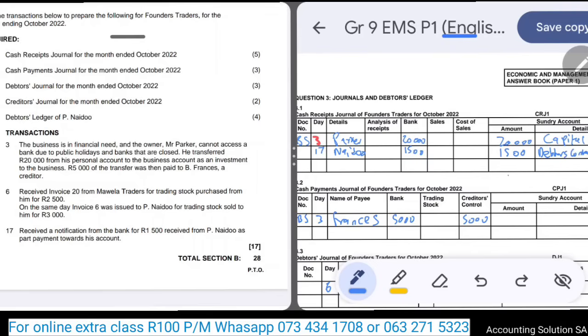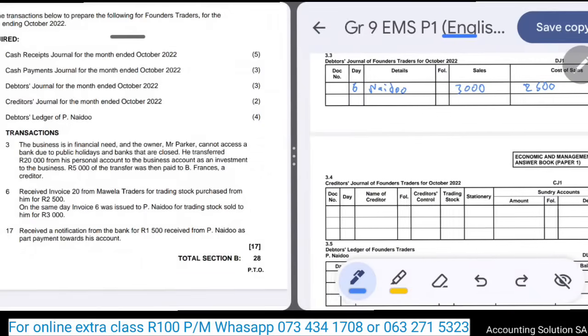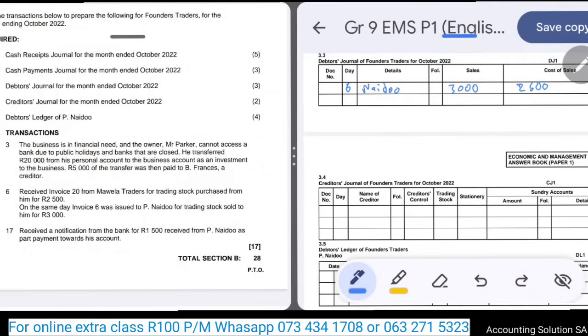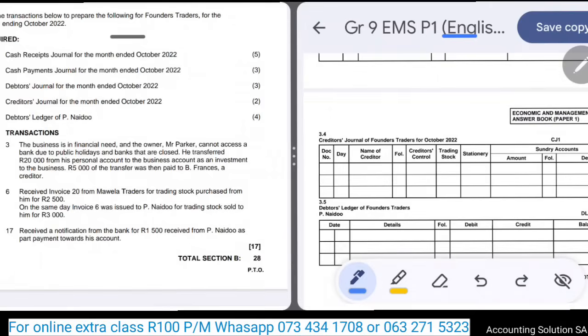That's how we do it. Okay, so now let's check. We also have a creditor. Remember, there is a stock that we purchase from Mawera. We also have to record it.